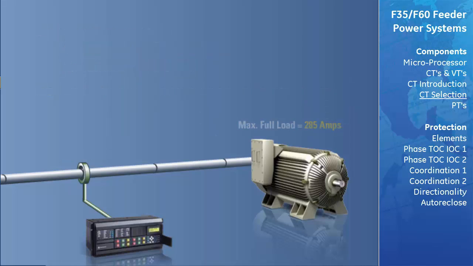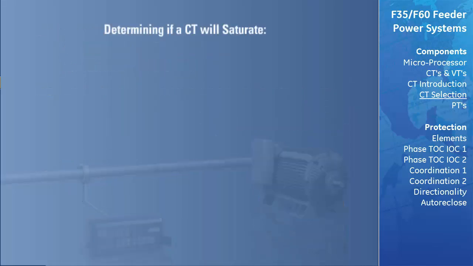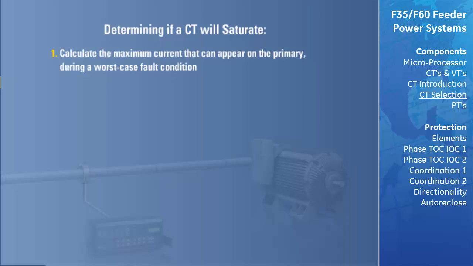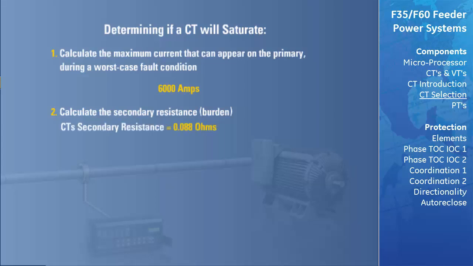The first step in determining whether a CT will saturate is calculating the maximum current that will appear on the primary of the CT under a worst-case fault condition. The maximum fault current at the load is determined by a fault study, and in this case was determined to be 6,000 amps. Next, we will calculate the secondary resistance, or burden, using the stats provided. The phase CT's secondary resistance, that is the resistance of the windings on the CT, is equal to 0.088 ohms.